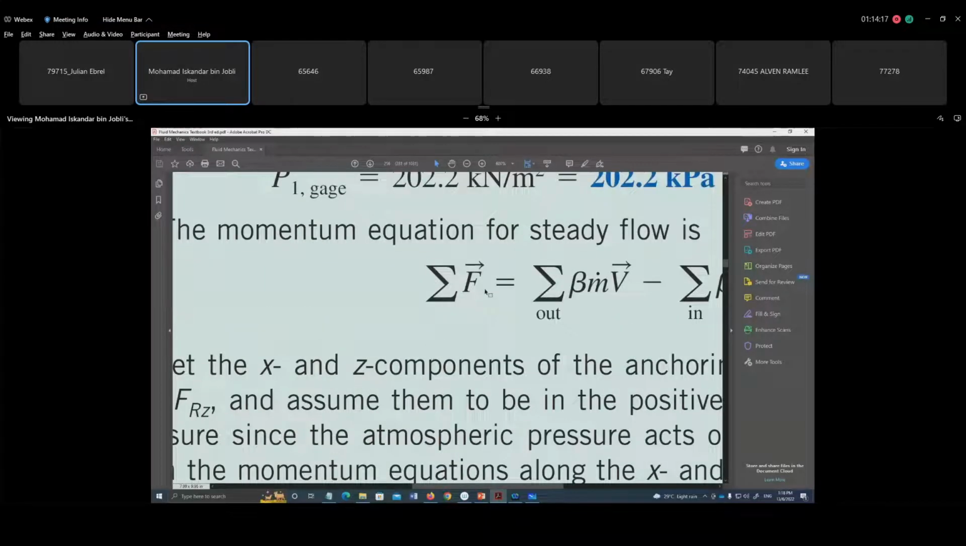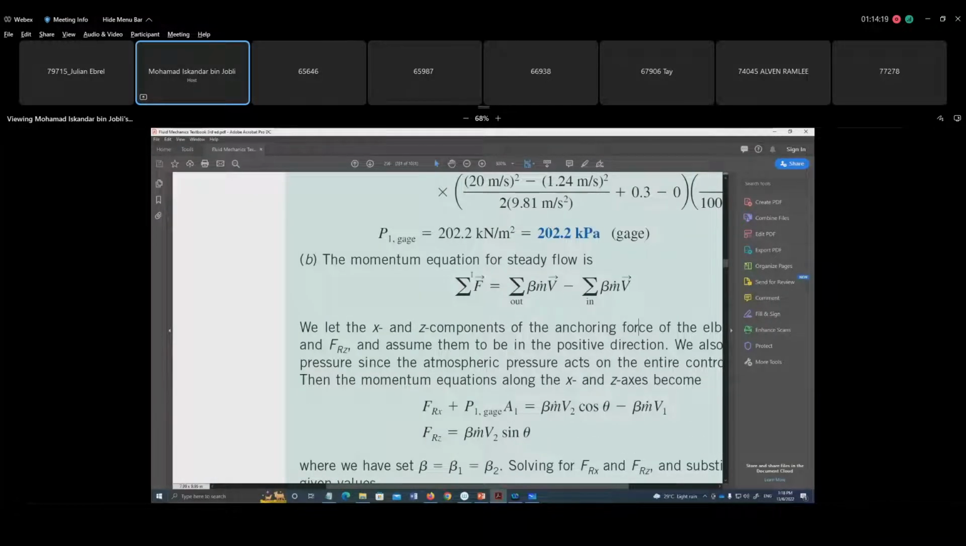This arrow on the head of the F is actually referring to direction. Direction of the force. Direction of the velocity. Direction of the velocity of the outlet. Direction of the velocity of the inlet. Now you need to expand this equation.